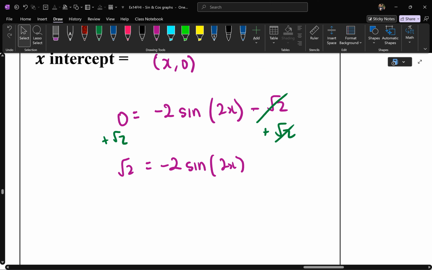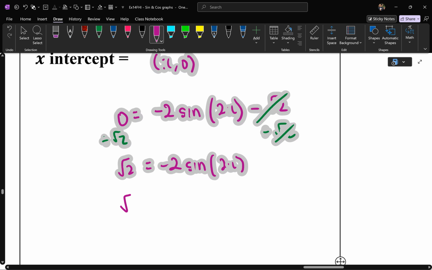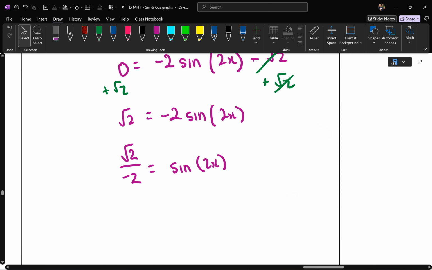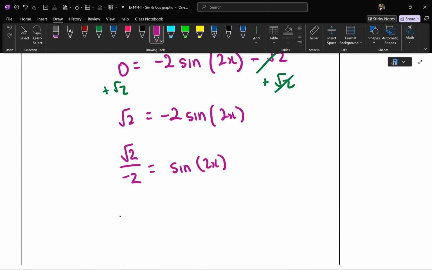Divide both sides by negative 2. You now get root 2 over negative 2 equals sine of 2x. Getting rid of sine, you do sine inverse on both sides. So you now get 2x will equal the sine inverse of negative root 2 on 2.